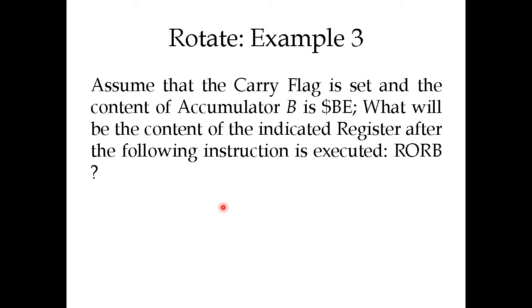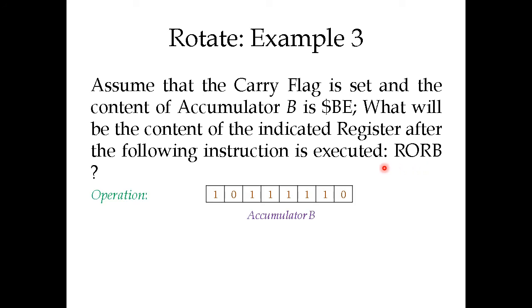In the question we are told that accumulator B contains BE, and the carry flag is set at the beginning. The instruction we are going to try is RORB, which means rotate right for accumulator B. Again, this is an inherent instruction, as you can guess. So this is my accumulator B, the BE. As you can see, this is my B, 1011, and 1110, that is my E. I also know from the question that my carry flag is 1. That is given. Carry is set.